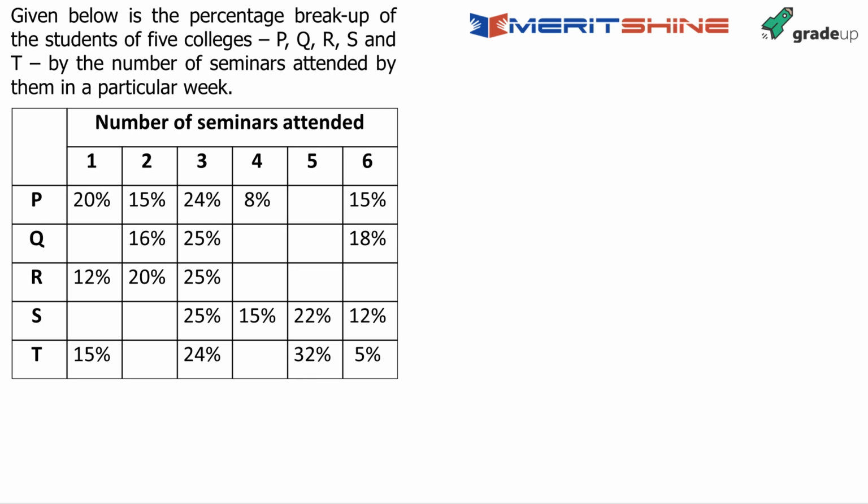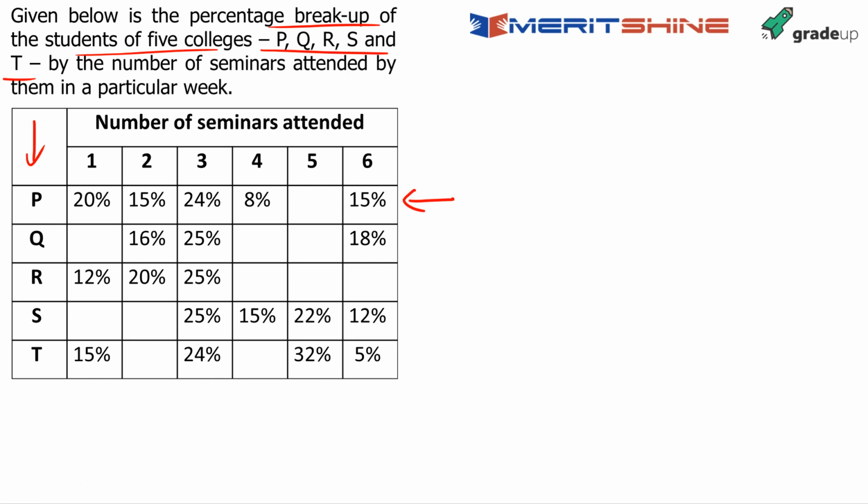Given below is the percentage breakup of the students of 5 colleges P, Q, R, S and T by the number of seminars attended by them in a particular week. So these are basically 5 colleges, named P, Q, R, S and T. If you look at these 5 colleges, there are some percentages given over here. What it's trying to say is that their students attended either 1 or 2 or 3 or 4 or 5 or 6 seminars. So some people attended 1.